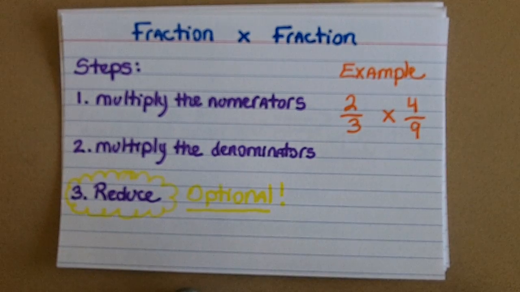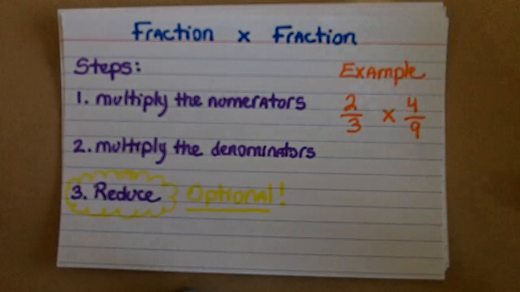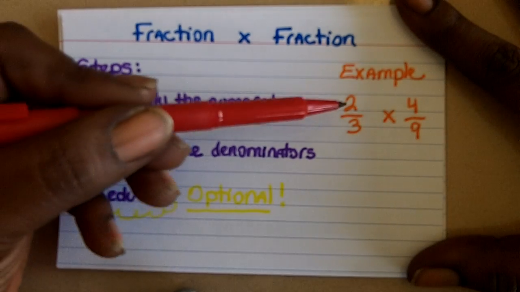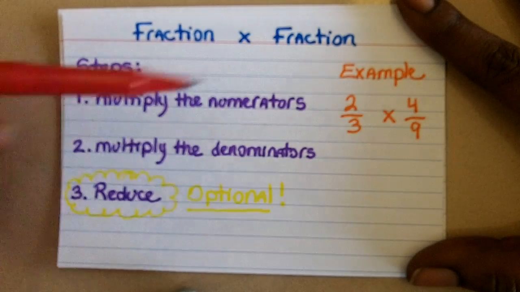Hello, today we are going to talk about multiplying fractions. There are different types of problems when you're multiplying fractions, so we're going to go through each type together. The first type is when you have a fraction being multiplied by another fraction. Like for example, 2/3 times 4/9.